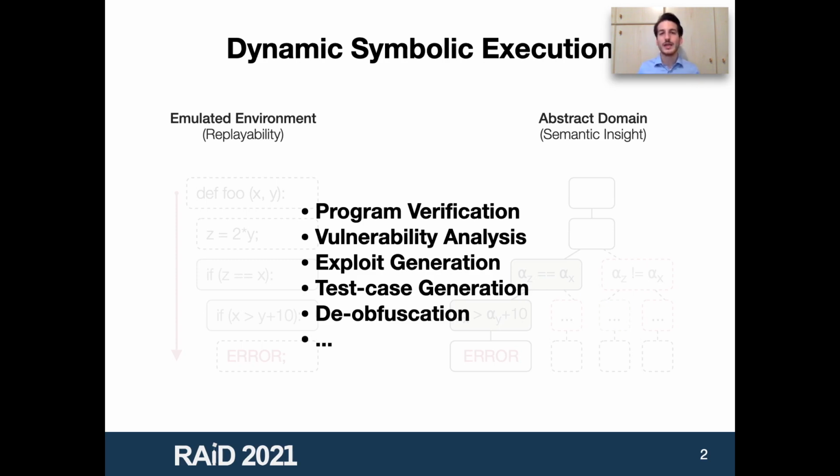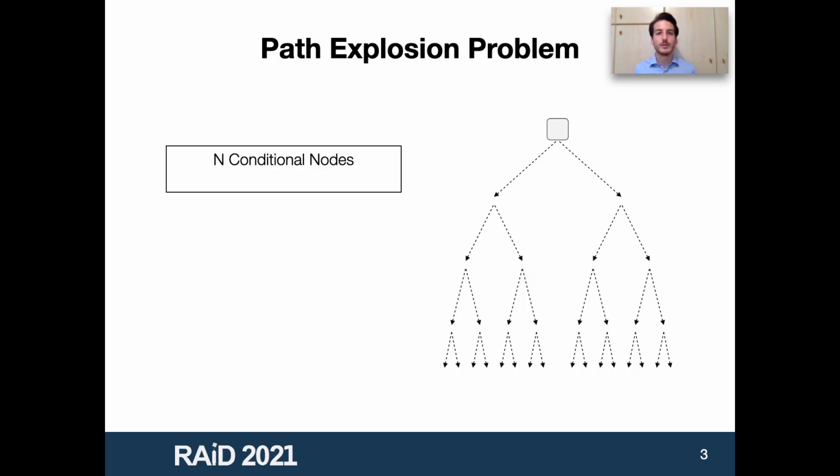Dynamic symbolic execution has a variety of applications, such as program verification, exploit generation, and deobfuscation of obfuscated software. However, what we will focus on in this presentation are mainly its applications to vulnerability analysis. The problem with dynamic symbolic execution is that since the execution is forked after every conditional instruction, as we have discussed during the symbolic execution example, the number of branches will grow exponentially with the number of conditional nodes.